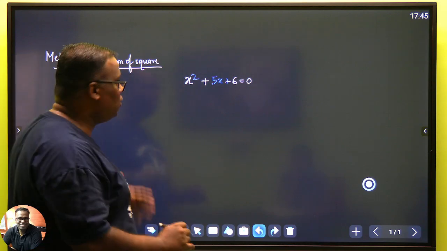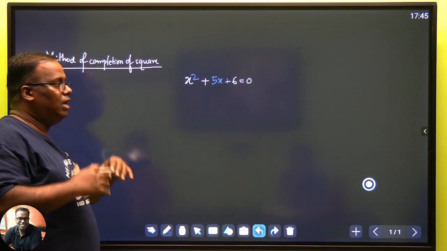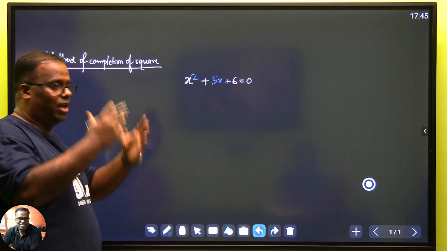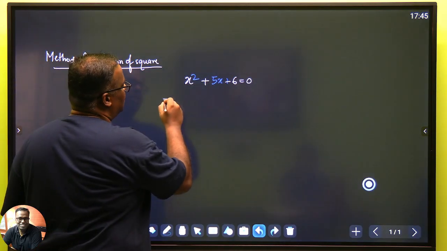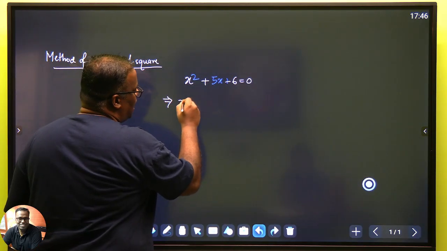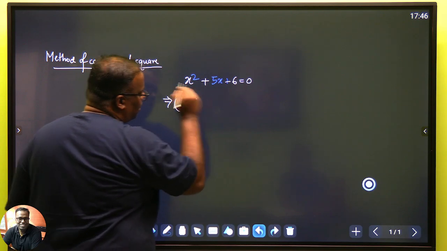Now we'll do the method of completion of square. I have to end everything as a square. Let's see how we do this. You'll get the same answers. I am writing this x as x square. Are you fine?